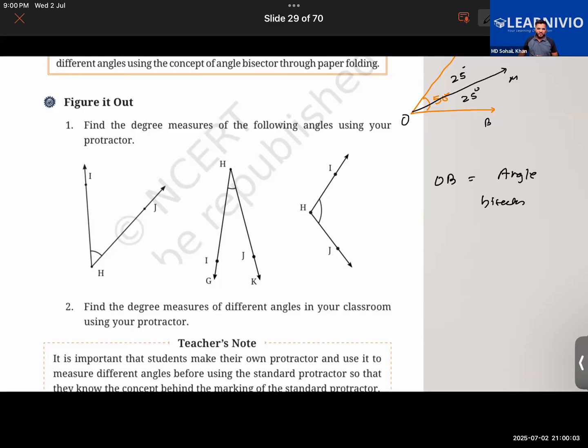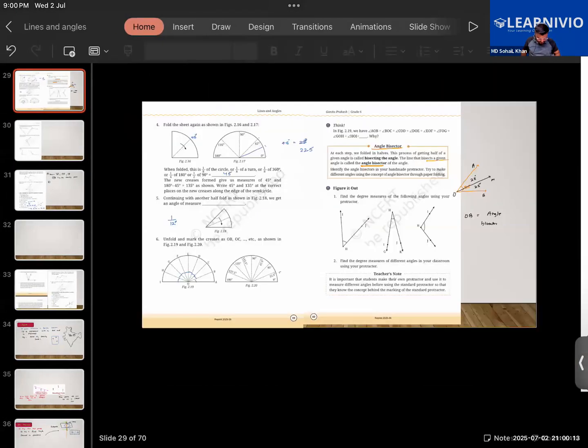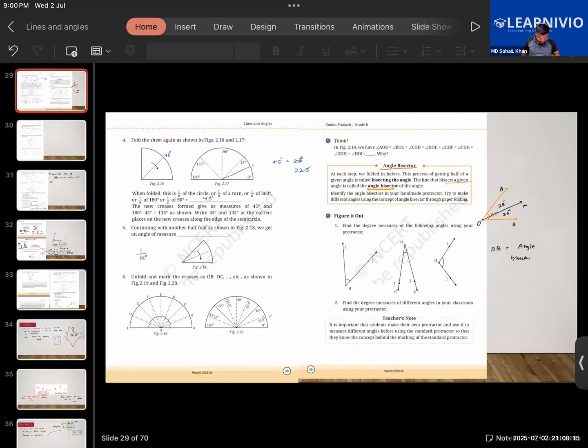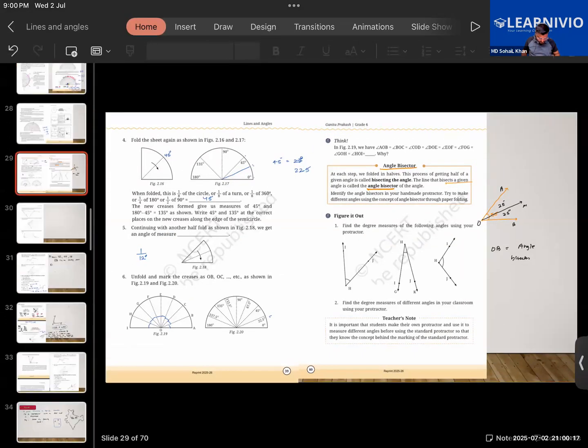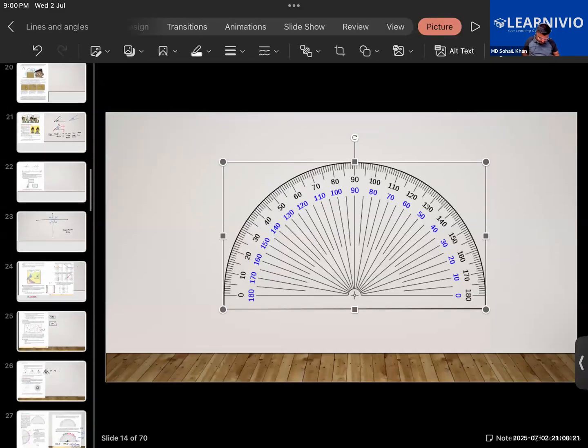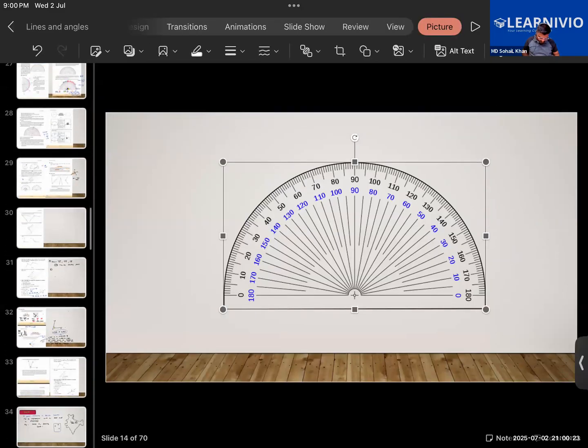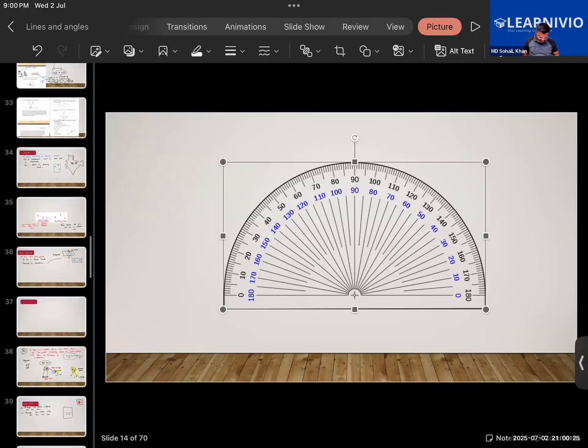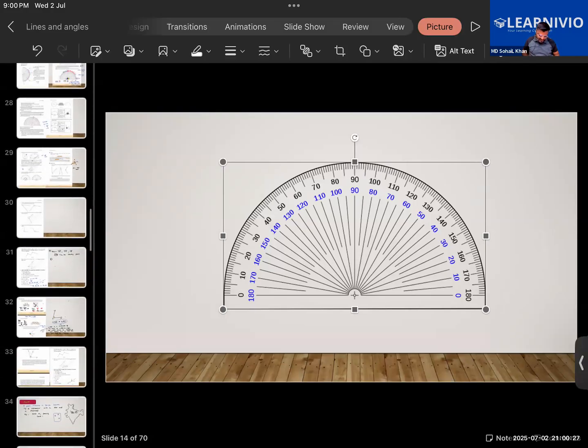What can you do now? Sir, I took out a protractor. Now what should I do? Okay, after taking out the protractor, what you will be doing? Hold on. You will be putting the center of the protractor on the vertex of the angle.